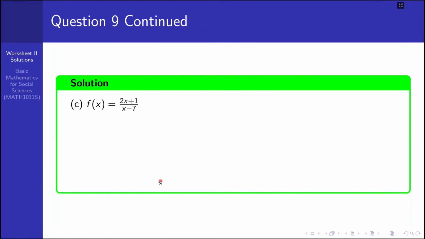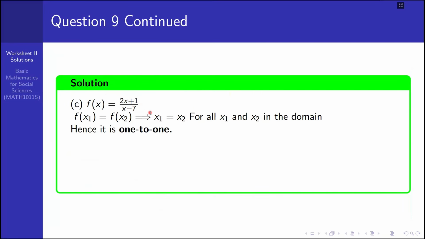Next, question number C. We are given f of x equal to x plus 1 over x minus 7. ስለዚህ f of x1 is equal to f of x2 implies x1 is equal to x2. ይህን further simplify ማድረግ ይቻላል። This is always true for the domain of the given function, which is the set of real numbers without 7. ስለዚህ for all x1 and x2, hence the function is one-to-one function.